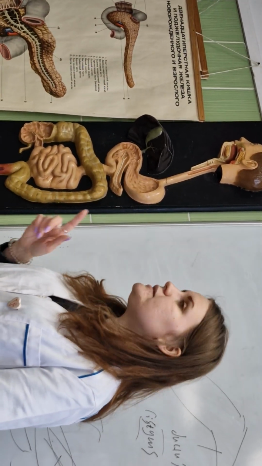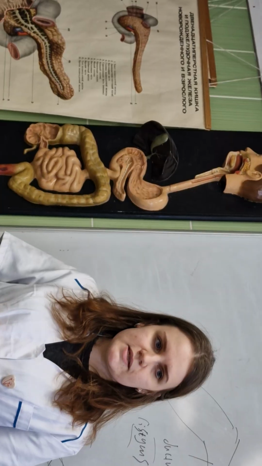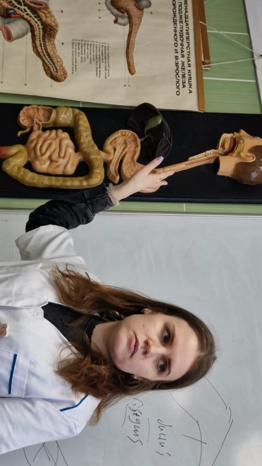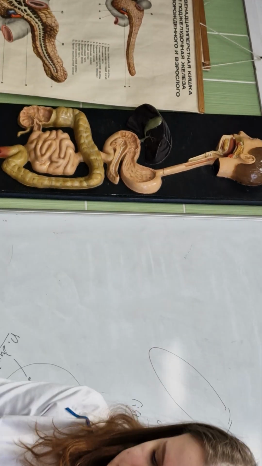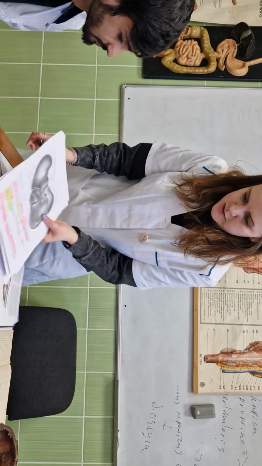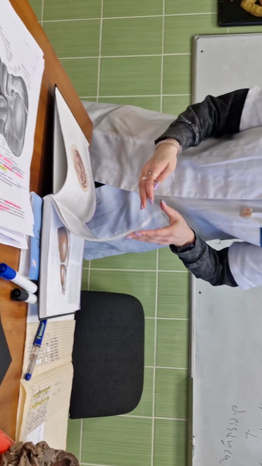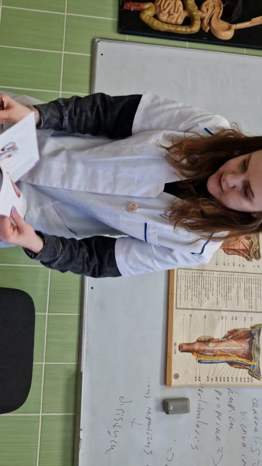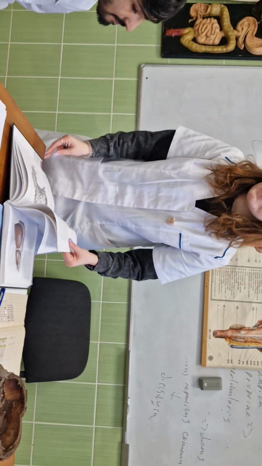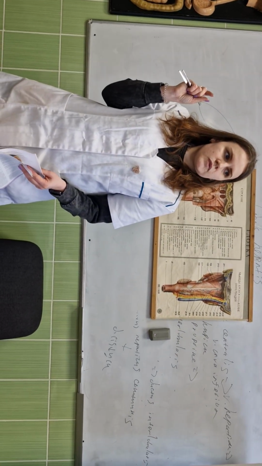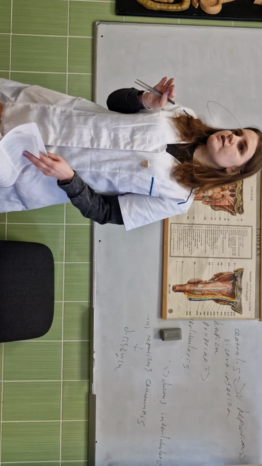You should know the syntopy. I forgot to say the parts of our esophagus. I show you now in the atlas: pars cervicalis, pars thoracica, and pars abdominalis. Pars abdominalis is very small, one vertebra, T10 to T11.